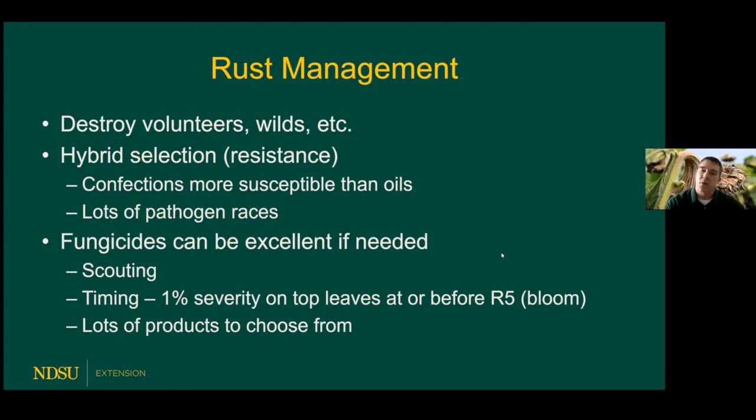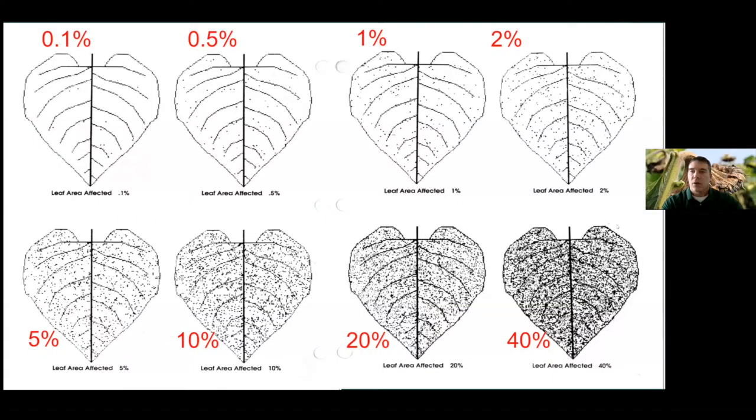Scouting is really important in rust. The timing is 1% severity at the top leaves at or before R5, and I'll show you what that looks like. And there's a lot of products to choose from. So if we're thinking about rust, the very first thing is get in the field and scout. If you see it early in the field, then you want to come back into the reproductive stages.